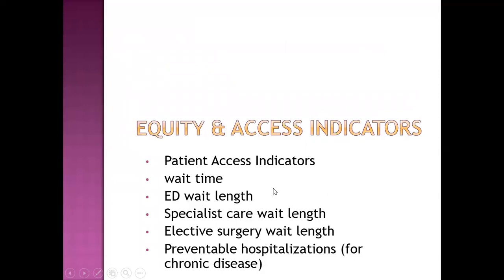Now let us see various indicators. So first heading is equity and access indicators. Under this, I will describe indicators for patient access, for wait time, for emergency department or emergency room wait time, specialist care wait length, elective surgery wait length, preventable hospitalization for chronic diseases.